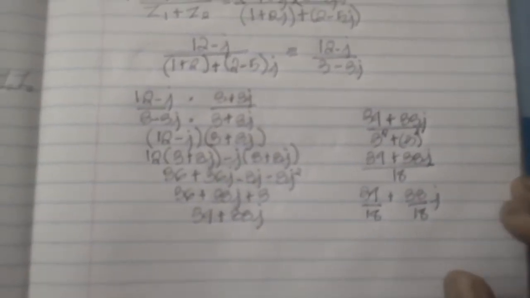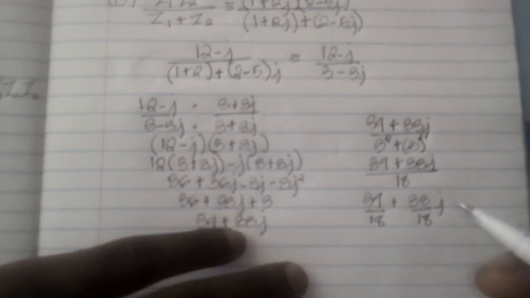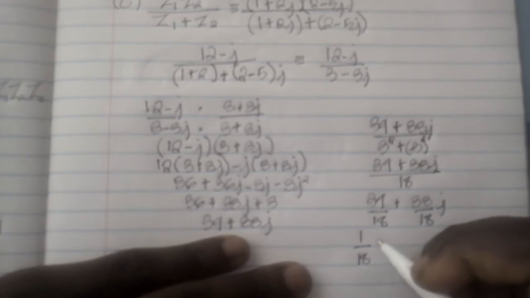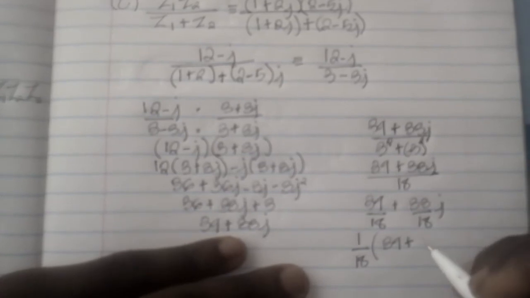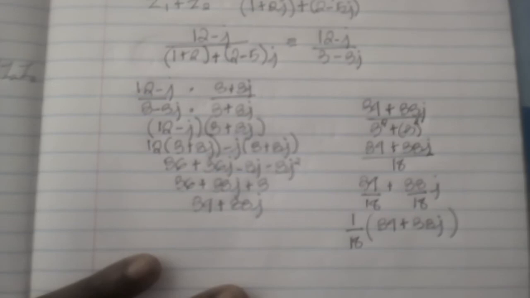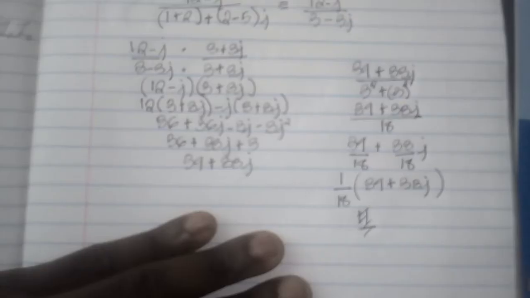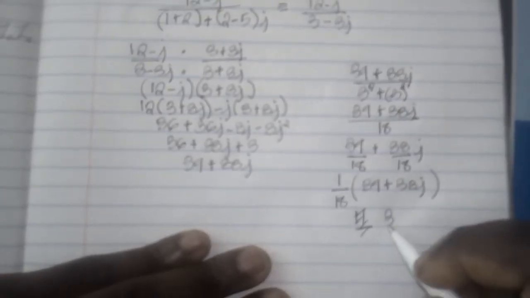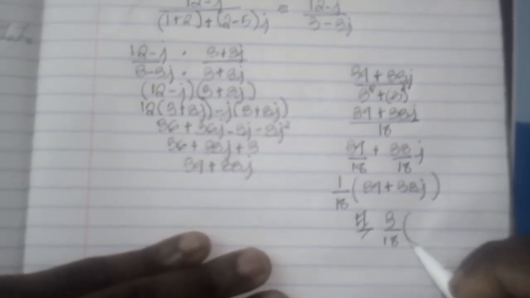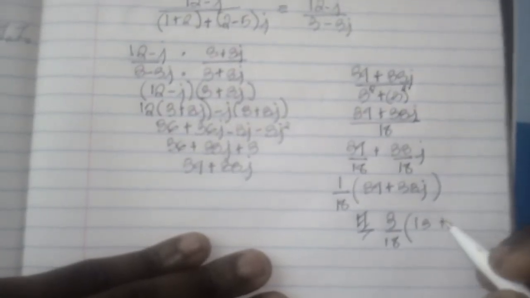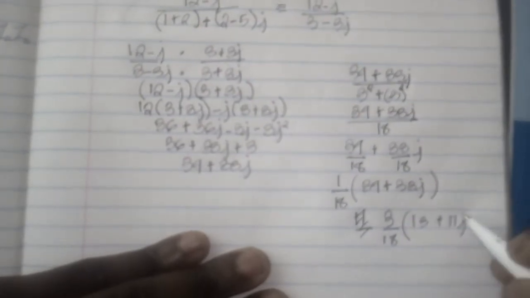Or you can write it as 1 over 18 times 39 plus 33J. Also write it as 3 over 18 times 13 plus 11J.